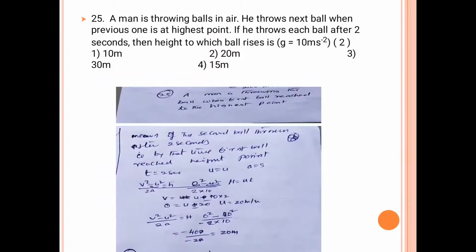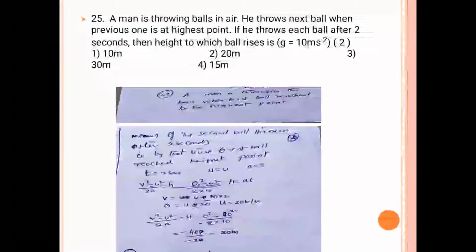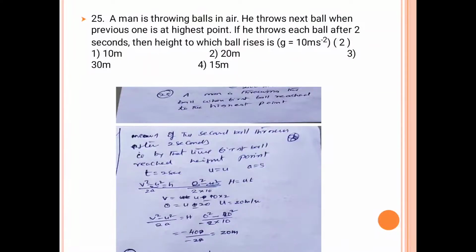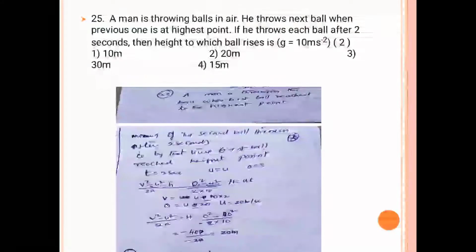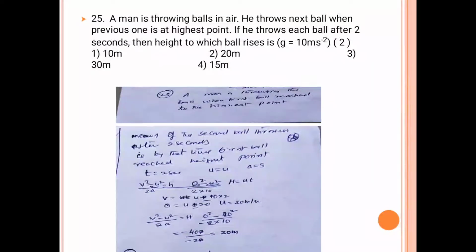Next comes the fifth question. A man is throwing balls in the air. He throws a second ball after the first ball has reached the highest point. That means the time gap between the first ball and second ball will be the time that the first ball has taken to reach the highest point. That means if you are able to find the time taken to reach the maximum height, it will be the time gap between the first ball and second ball.